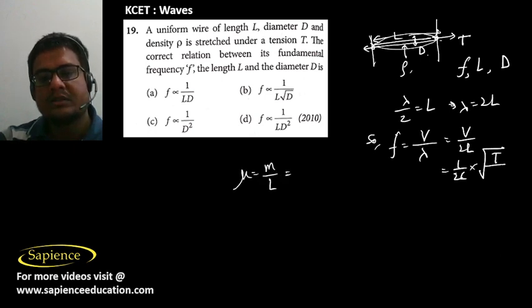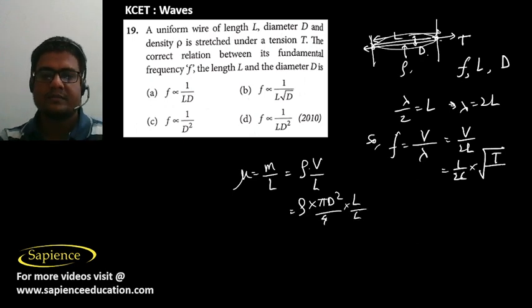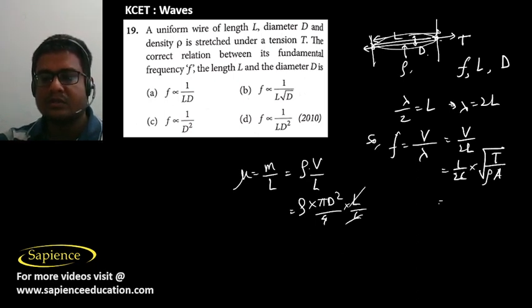So mass is density into volume. So volume by length, this is density into area of cross-section, that is pi r square. So you can say pi d square by 4 into length divided by length. So it is density into area of cross-section. So this will be 1 by 2L into root over T by density into area of cross-section, that is pi d square by 4.